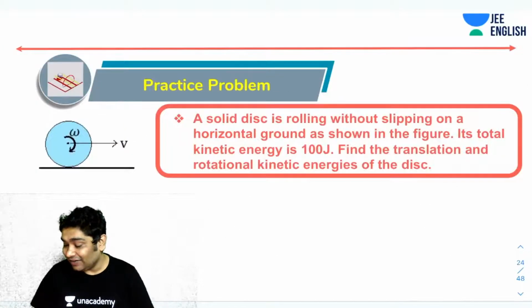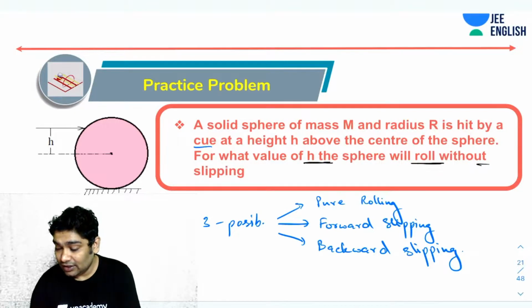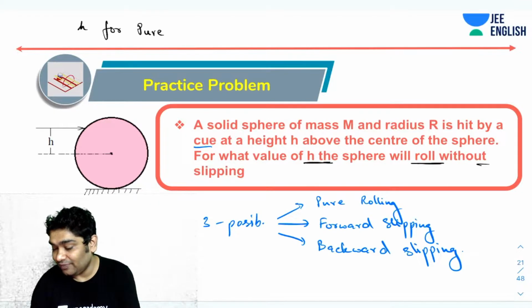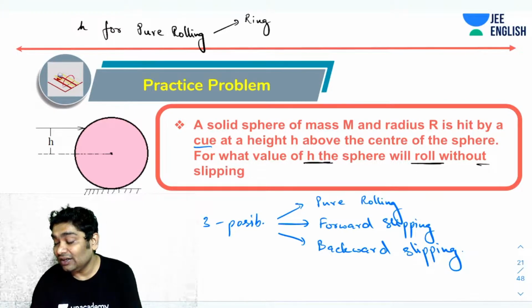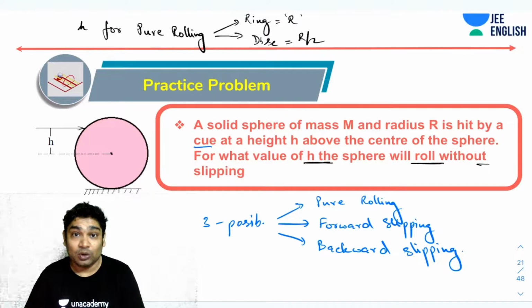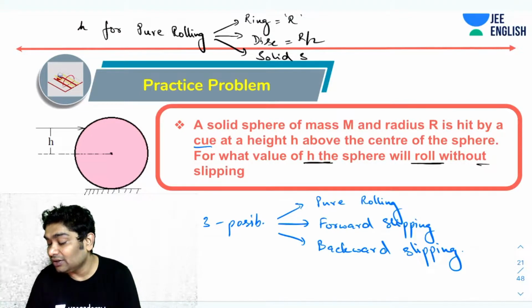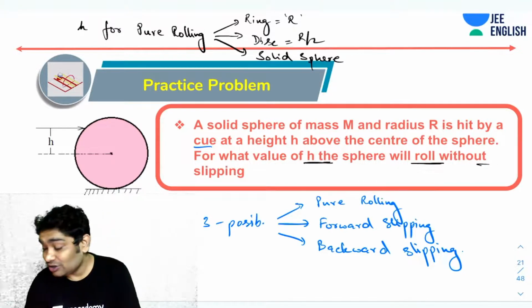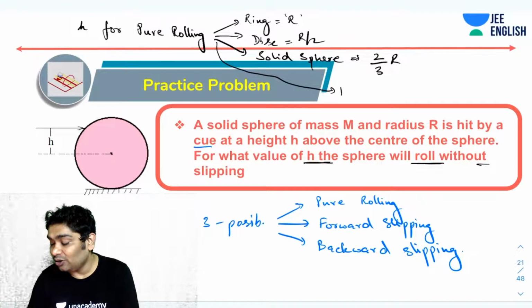Let's write that value for different bodies. Let's write here h for pure rolling, just discovered, is I_CM over MR. For a ring, I_CM is MR squared over R, that is R. For a disk, I_CM is MR squared by 2 over R, so that is R by 2. At a height above the center of R by 2, the disk would start pure rolling. Similarly for a solid sphere, I_CM is 2 by 3 MR squared over R, so it is equal to 2 by 3 R. For the hollow sphere, let's write one last.